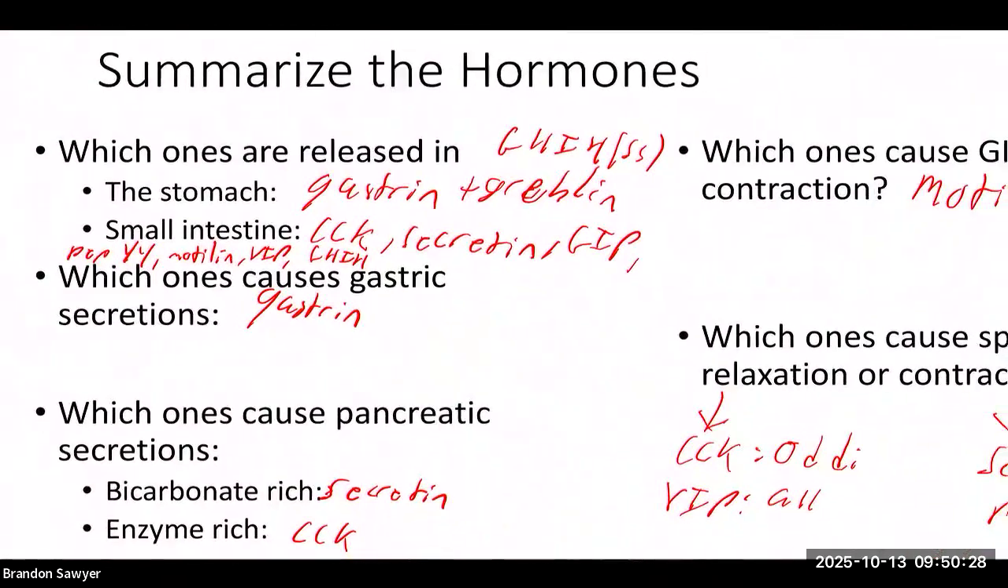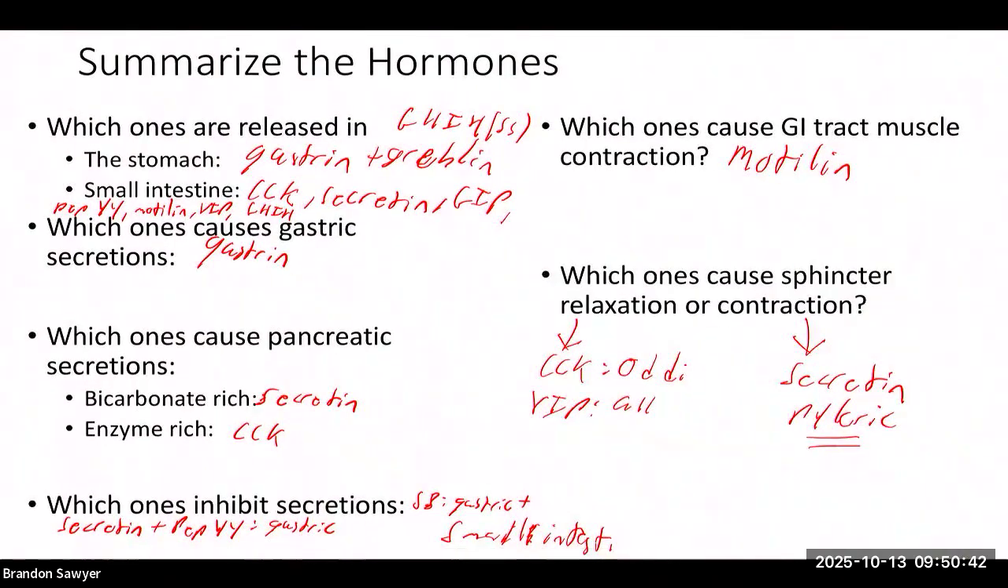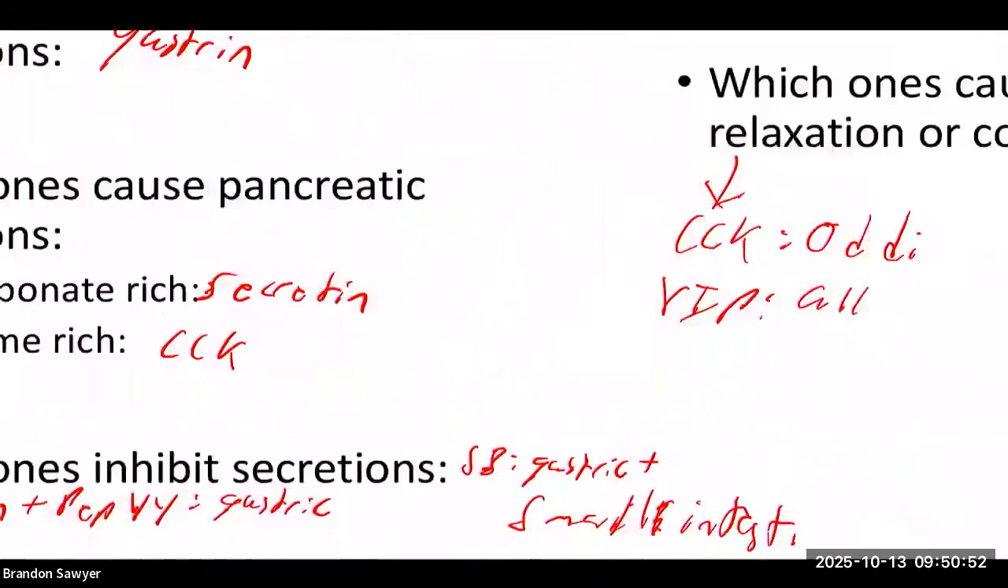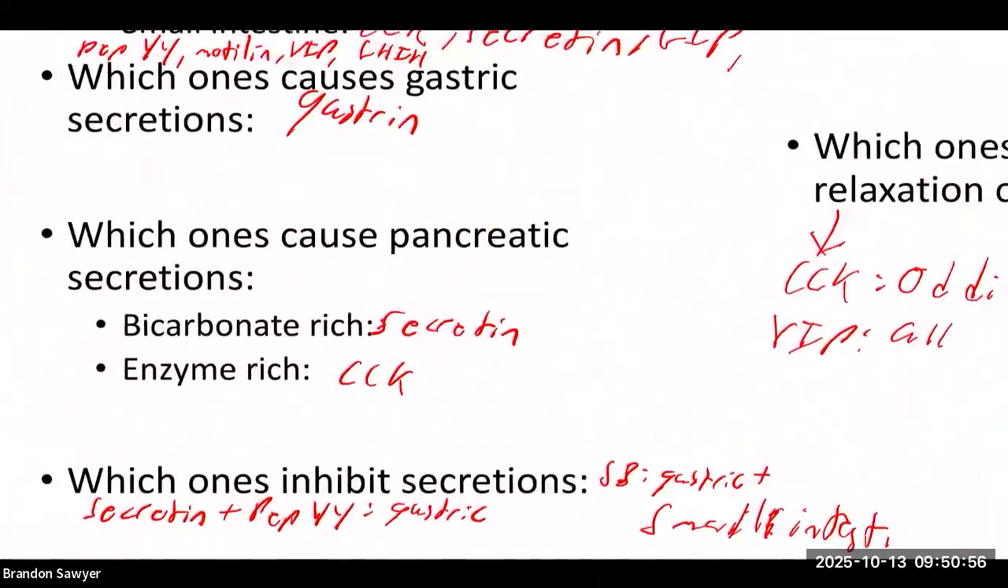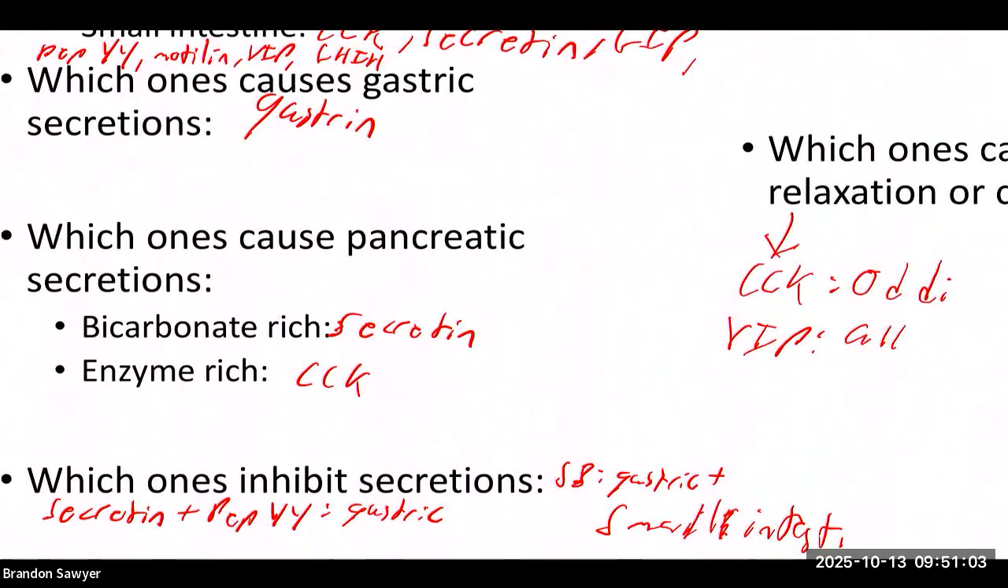So which one causes gastric secretions? Gastrin is our primary driver of that. Pancreatic secretions: again, we had secretin stimulating the bicarbonate-rich juice, and then CCK stimulating the enzyme-rich release from the pancreas. Which ones inhibit secretions? As far as gastric secretions go, secretin and peptide YY are the primary ones that inhibit gastric secretions. And then somatostatin or GHIH inhibits gastric secretions as well, but also small intestine secretions. That's what that last one is.